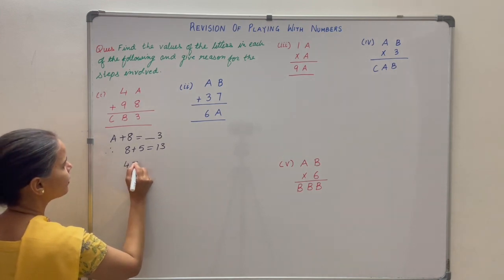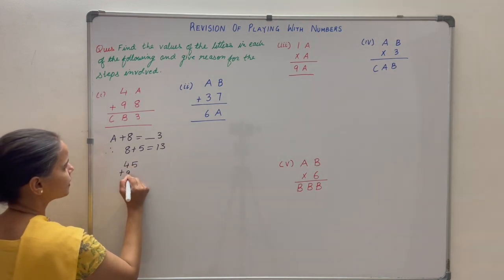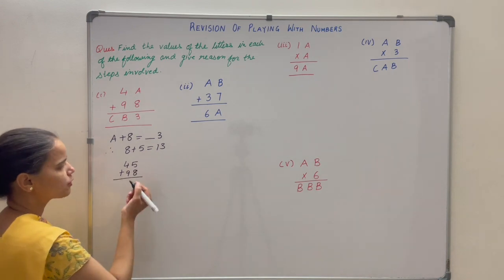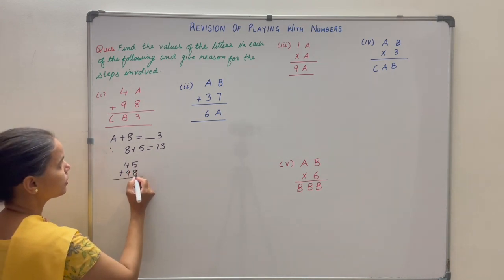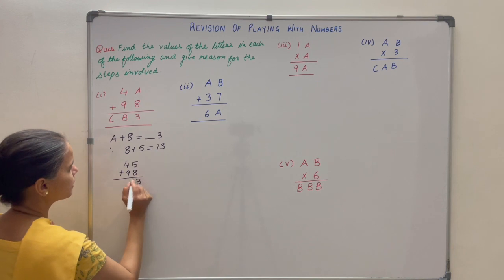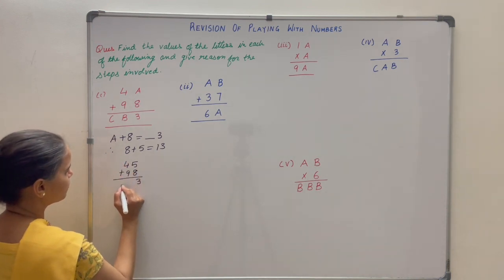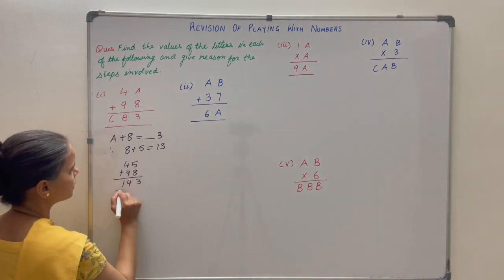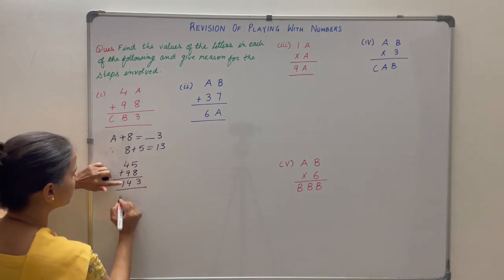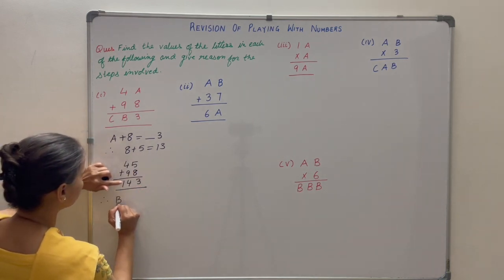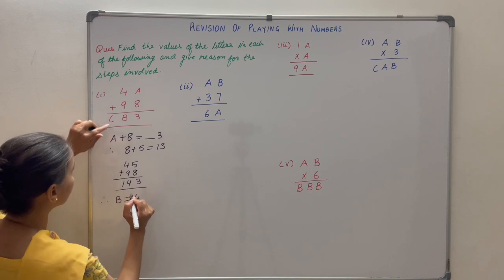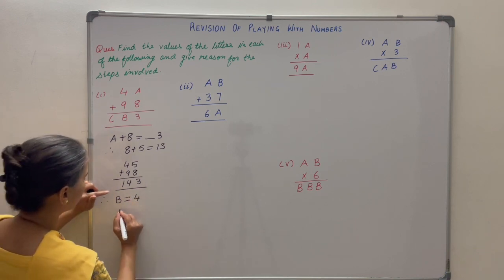So 45 plus 98. There are two numbers, you have to just add it. 8 plus 5 is 13, carry over 1. 9 plus 5 is 14. Therefore the value of B you can see here is 4 and the value of C is 1.